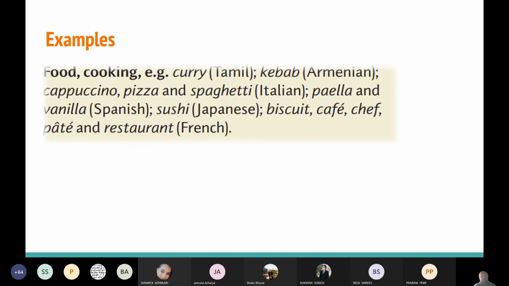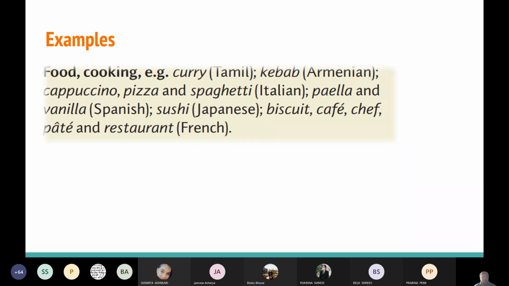Now, likewise, there are other examples also. Let's talk thematically regarding food and cooking. Curry, we say rice and curry. Curry is taken from a Tamil word. Kebab, people use the word, is taken from an Armenian word.